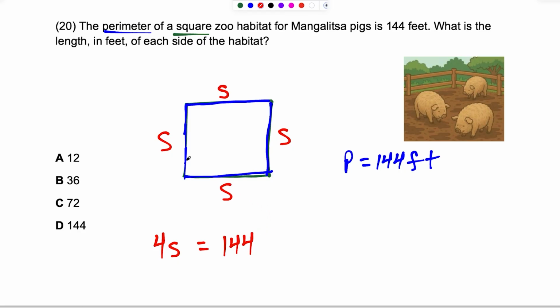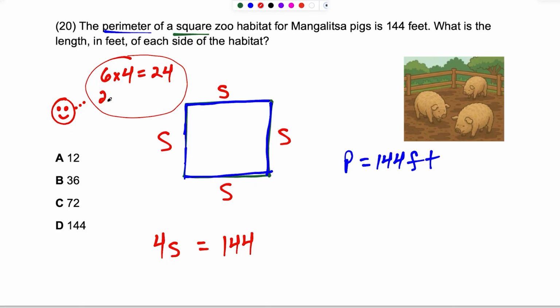And then from here, remember what we said before, the relationship between multiplication and division, that they are opposites. When I say something like, let's say I go with 6 times 4 equals 24, I could go right from this and say that 24 divided by 4 is equal to 6. I could also say that 24 divided by 6 is equal to 4. So anytime you write out a multiplication fact, you are allowed to go backwards and say a division fact. So if 4 times S equals 144, then this tells us that S is equal to 144 divided by 4.